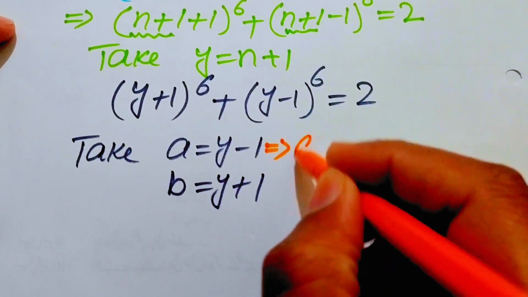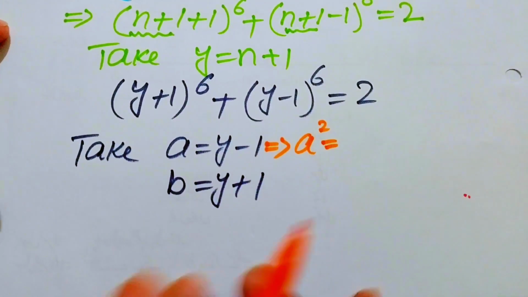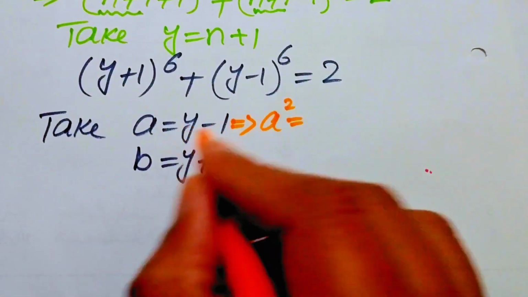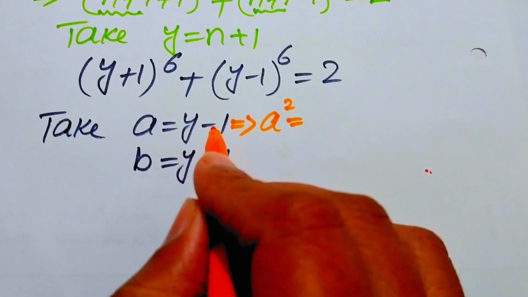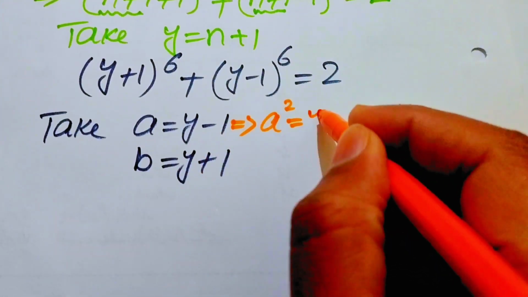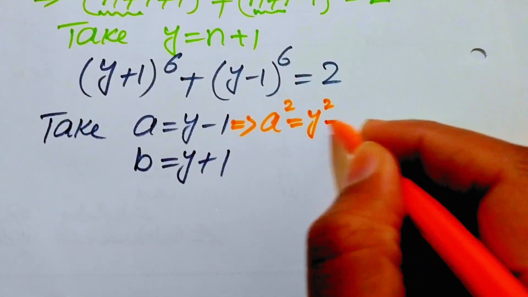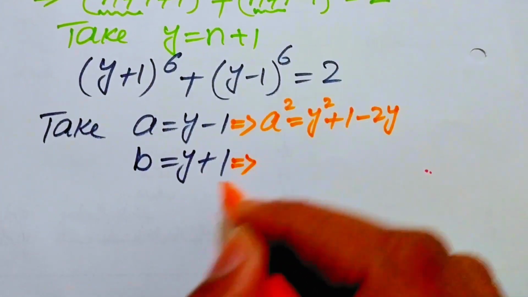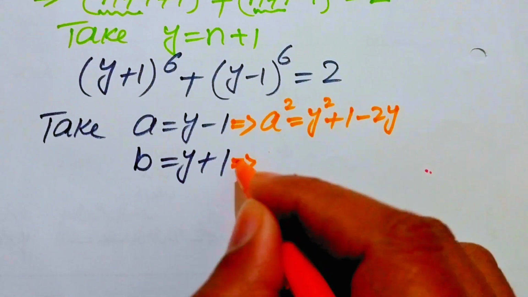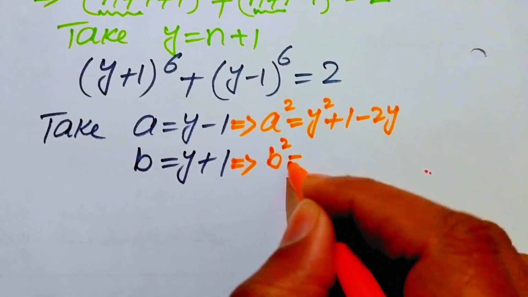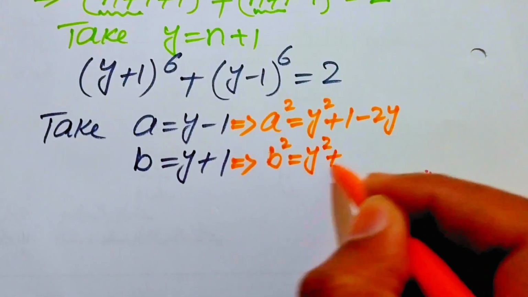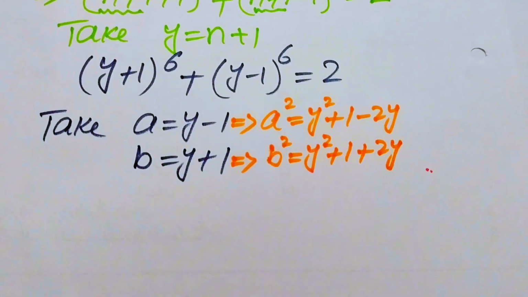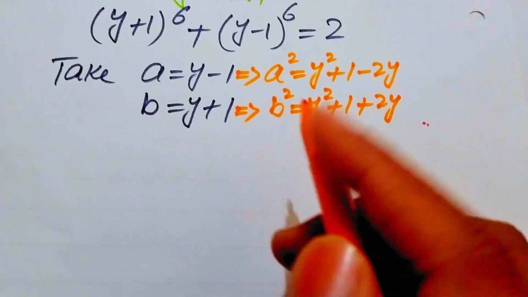Now when we take the square on both sides of this expression, then we get a square equals to y minus 1 whole square, and y minus 1 whole square equals to y square plus 1 minus 2y. Similarly, when we take the square on this equation, then you get b square equals to y square plus 1 plus 2 times of y.